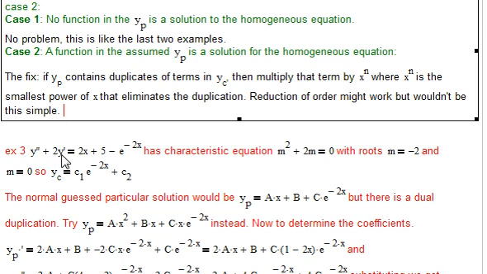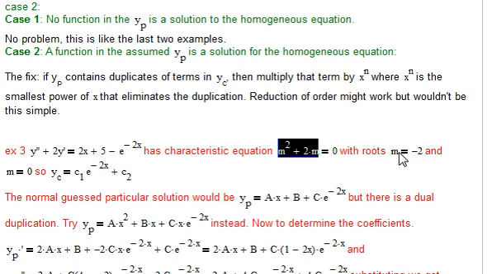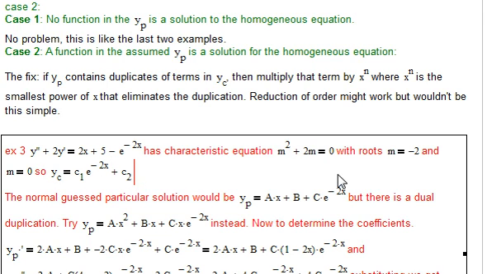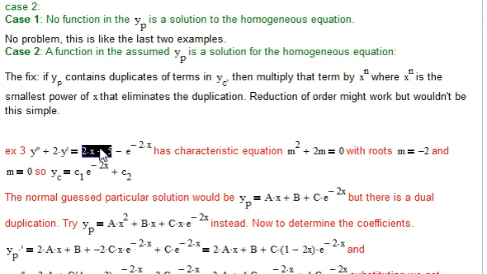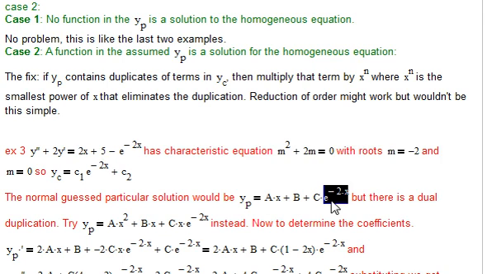y double prime plus 2y prime equals 2x plus 5 minus e to the negative 2x. Well, the characteristic equation m squared plus 2m equals 0 has roots m equals negative 2 and m equals 0, so our complementary solution is c1 times e to the negative 2x from this root, and c2 times e to the 0, well, that's just c2. So the normal guess for the particular solution would be y_p equals ax plus b for this part, 2x plus 5, and then c times e to the negative 2x, but I don't know if you see a problem there.